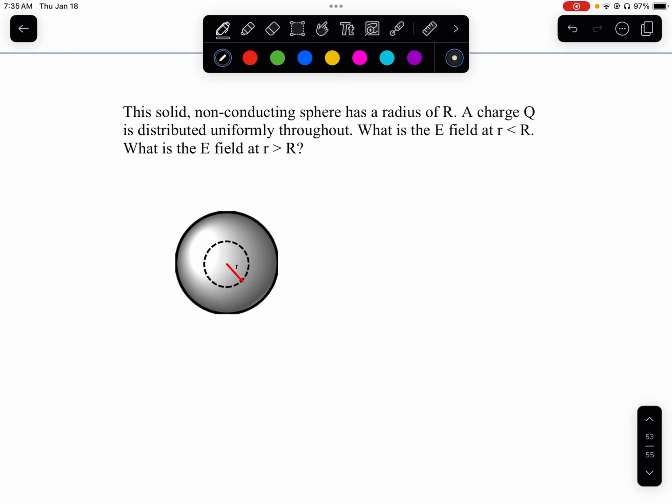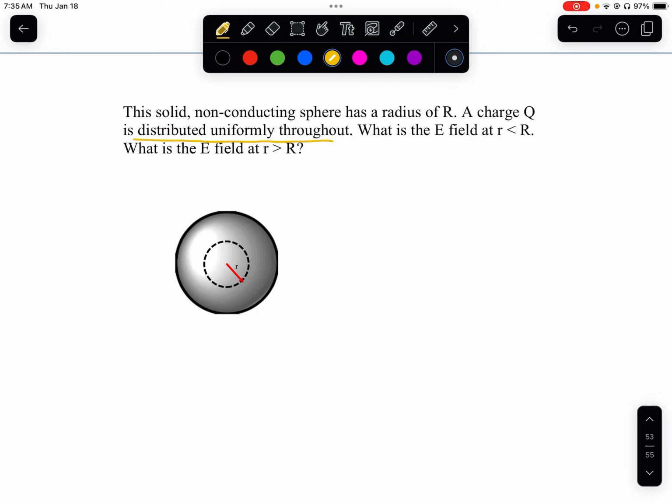It's a solid non-conducting sphere that has radius R, and a charge Q is distributed uniformly throughout. Wait a minute, this is like the same problem, just without numbers. So I purely just want to talk about this in terms of the equations. Now, rho is not given. That's not to say that just because it's not given, we can't use it. It tells us that the charge is distributed uniformly throughout.